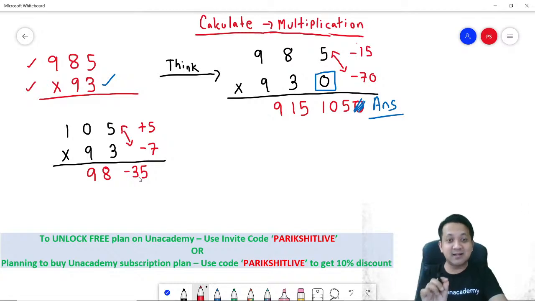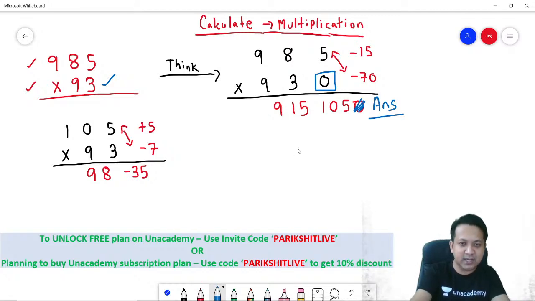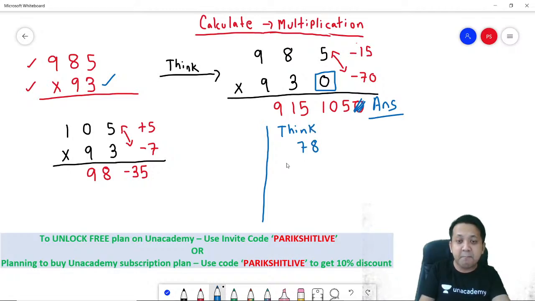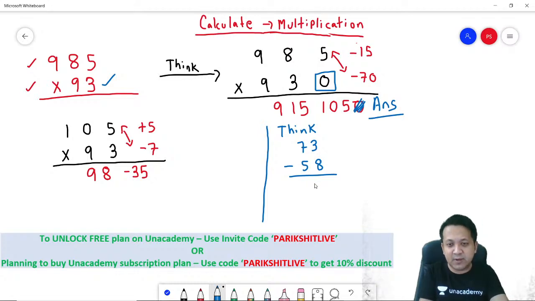Remember, answers are never negative, so you have to convert them to positive numbers. So what will you think? You think logically first. Let's say you have 73 minus 58. So do you do 3 minus 8? You never do, right? If you have 3 minus 8, you will never say it's minus 5.